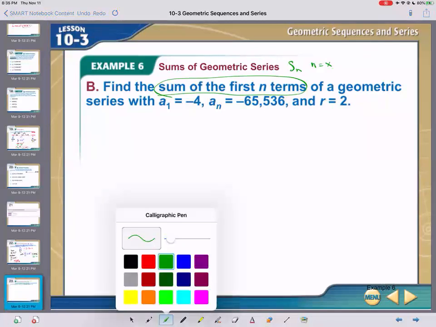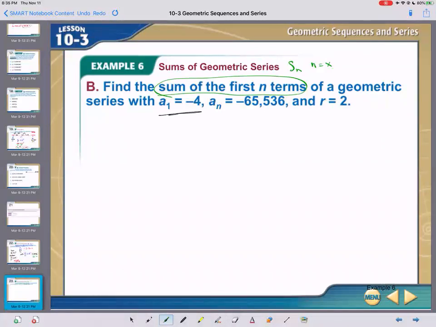So if you're going to use the calculator, this would be like your AT. AT would equal -4, where T equals 1. AN equals this. And again, for the calculator, we'd have AN equals -65536, but N would be unknown. And obviously our ratio is 2. So we could do the algebra.